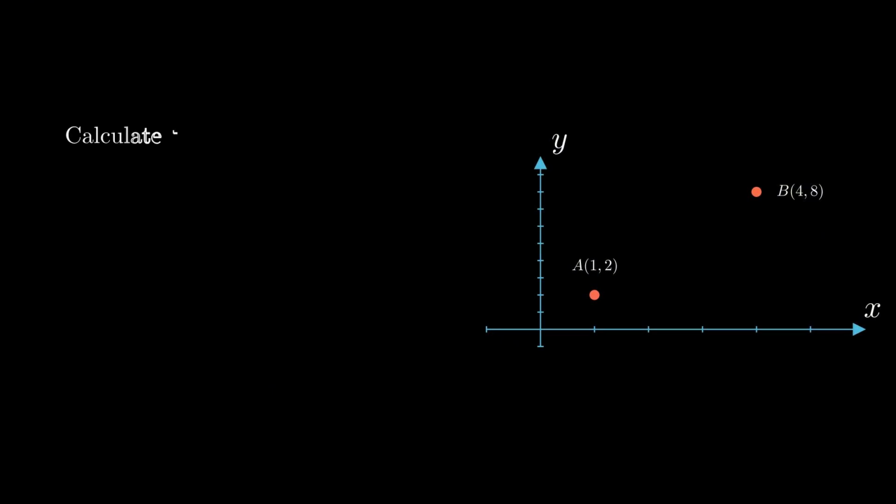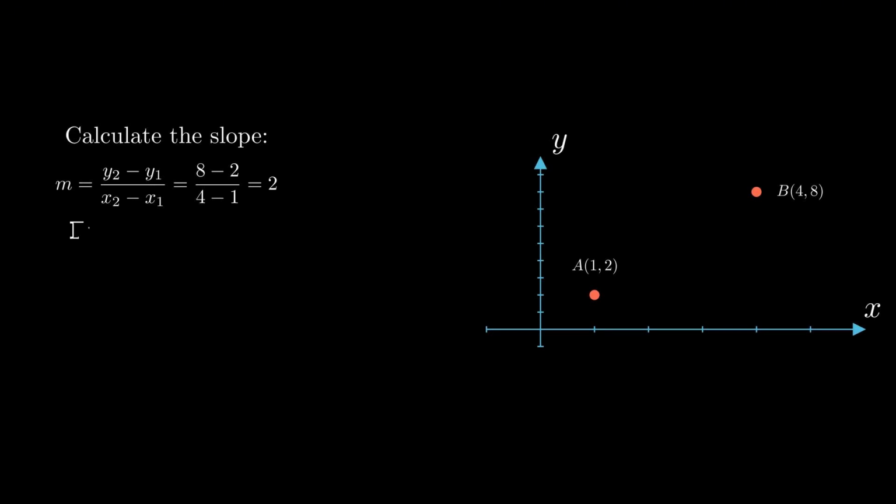Using the slope formula, m equals (y2 minus y1) divided by (x2 minus x1). Substitute the values. m equals (8 minus 2) divided by (4 minus 1). Simplifying, m equals 6 divided by 3, which equals 2. So the slope m equals 2.